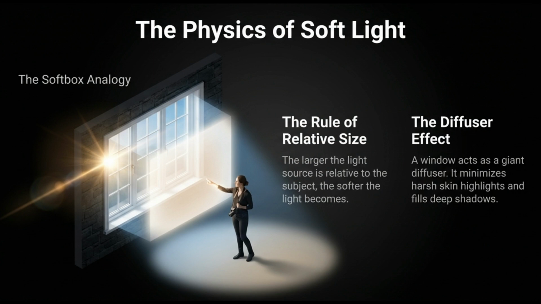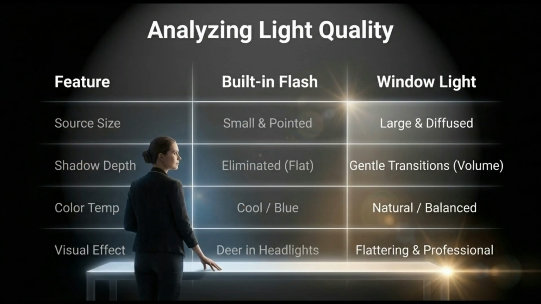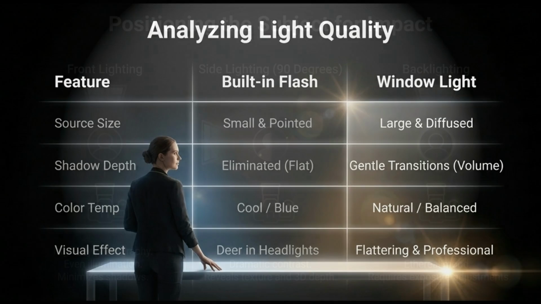The rule of relative size states that the larger the light source is relative to the subject, the softer the light becomes. A window acts as a giant diffuser, minimizing harsh highlights. When analyzing light quality, compare the built-in flash to window light. Window light is large, diffused, creates gentle shadow transitions, and has a natural color temperature, resulting in a professional look.